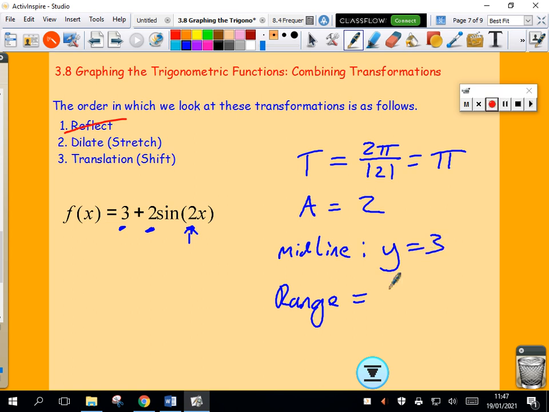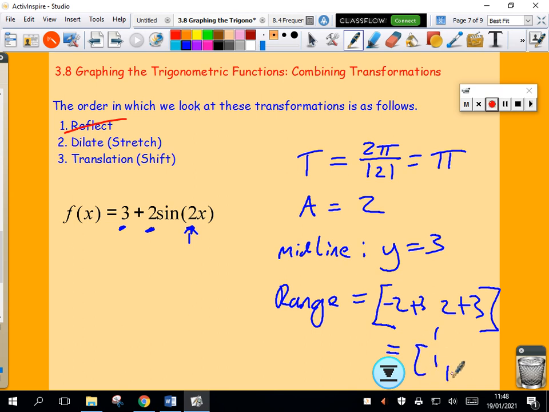And then the range is affected by two things. The vertical stretch here, scale factor of 2, taking my range of my parent function, which is -1 to 1, that becomes -2 to 2. But then also we have to apply this vertical shift upwards of 3. So we're stretching by a scale factor of 2, shifting up by a factor of 3. So what I'm getting here is a range from 1 to 5.